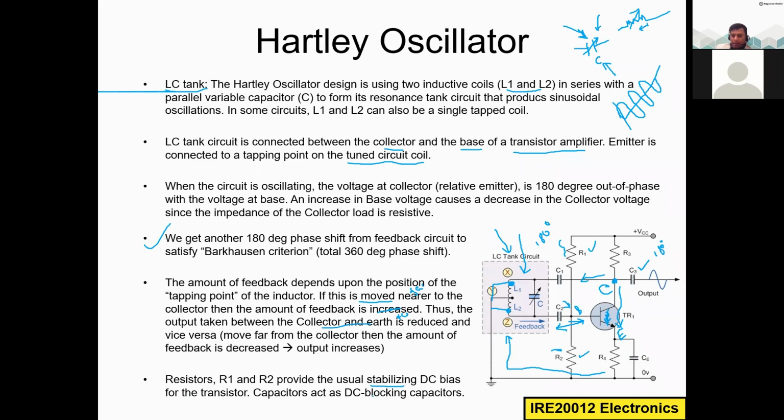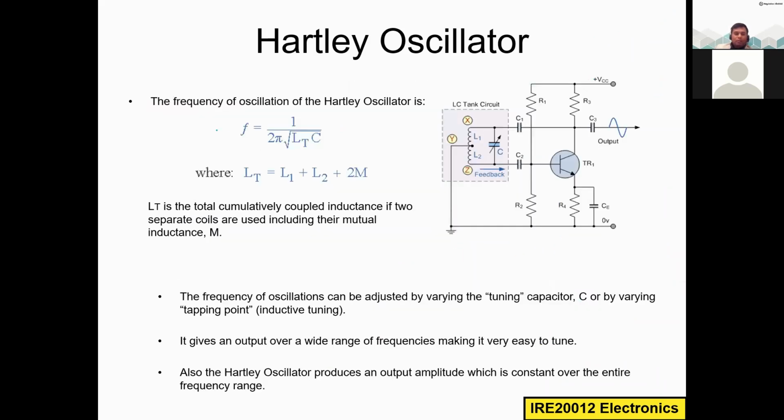The capacitor acts like a DC blocking capacitor. It blocks the DC components, and we are getting only AC at the output, sinusoidal. That is how the Hartley oscillator is working. We have the feedback, and by changing this capacitor value, you can change the oscillations. The frequency of oscillation of the Hartley oscillator is f equals 1 divided by 2 pi square root of LC.